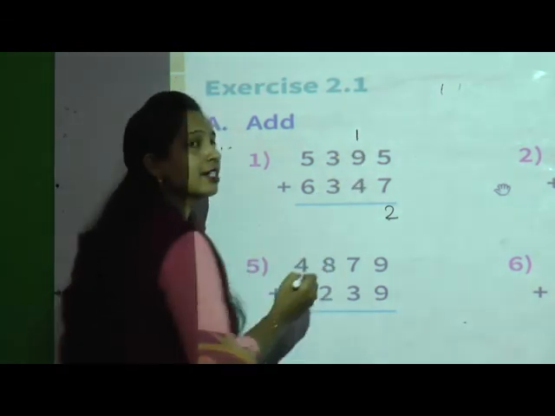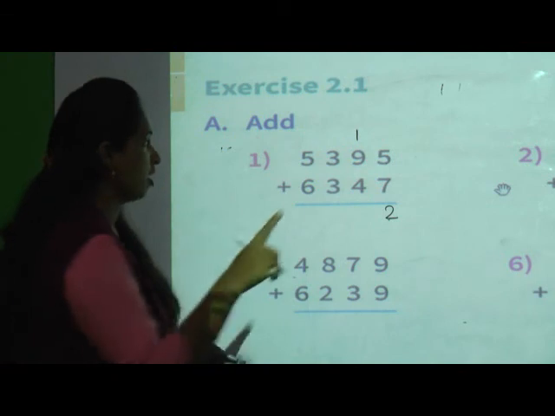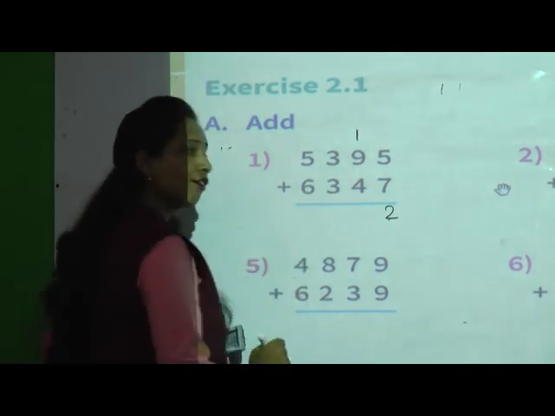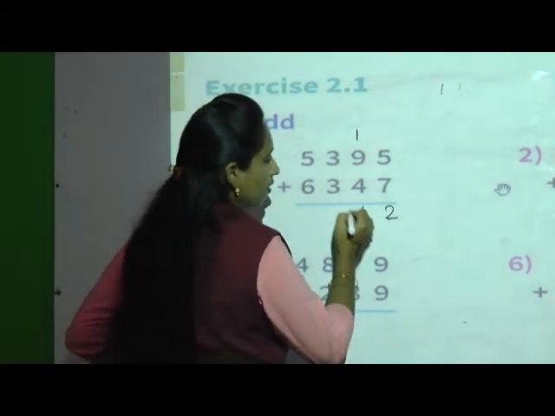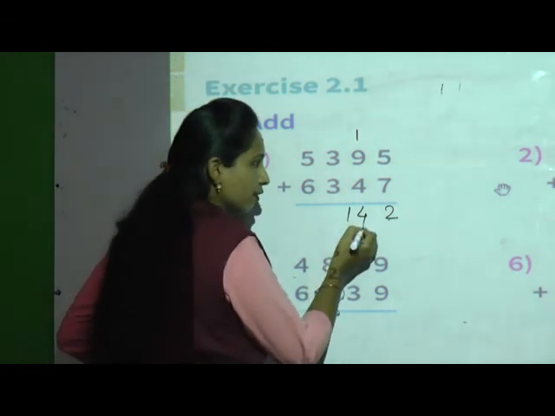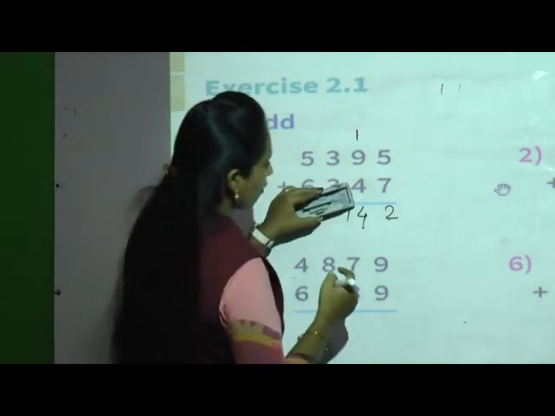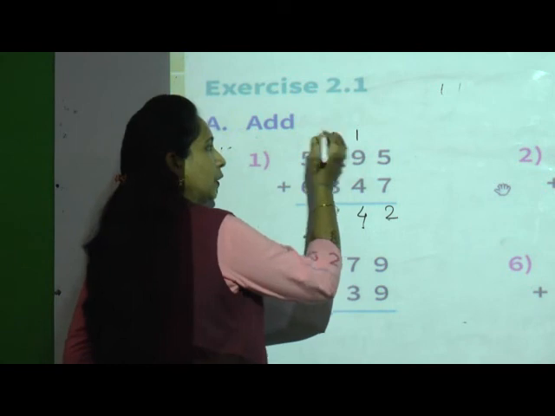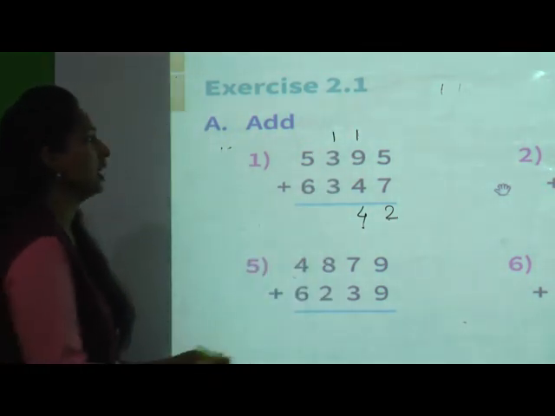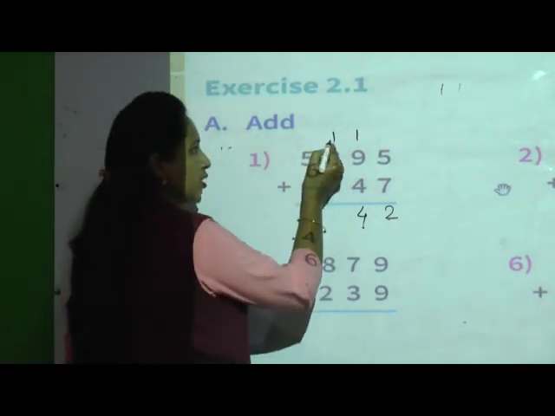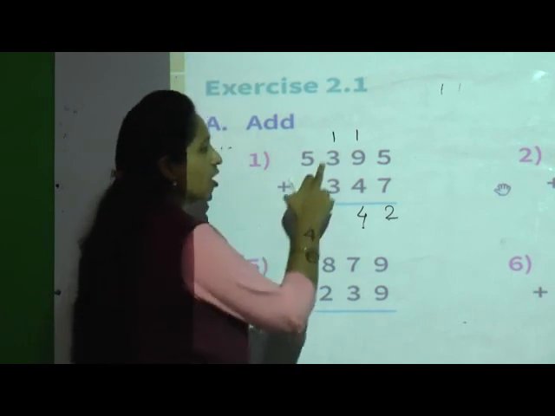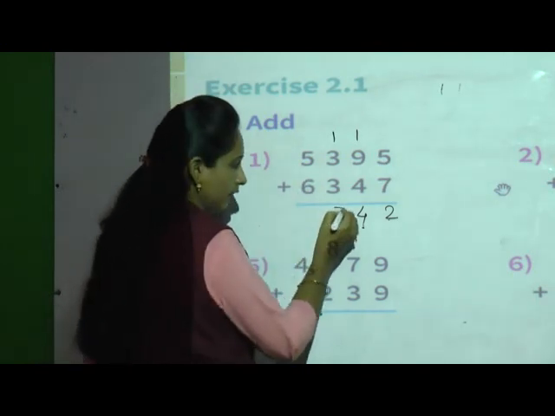Now tell me 1 plus 9, 10. Now 10 plus 4, 14. So how will we write 14? 4 we will write on the tens place and 1 we will carry to the hundreds place. Now we will add again these 3 numbers. 1 plus 3, 4. 4 plus 3, 7.